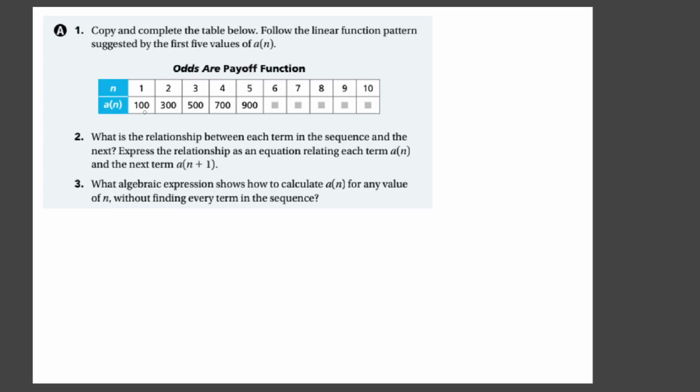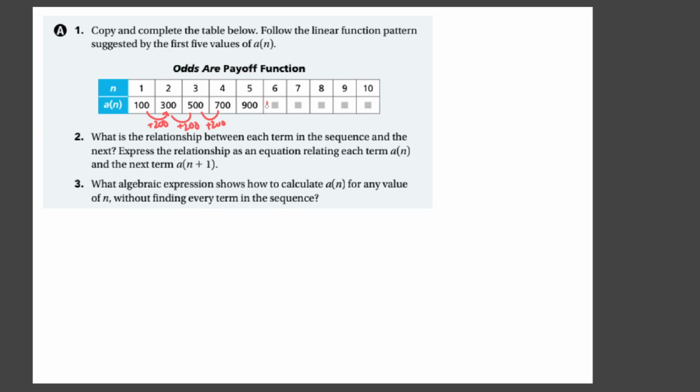When we're looking at this, we're looking at what is our constant change. We are adding 200. It's arithmetic. We know that it's arithmetic, so that does mean it's adding. So we're looking at adding a number every time. Adding 200, and so on. And we can use that to finish this up.